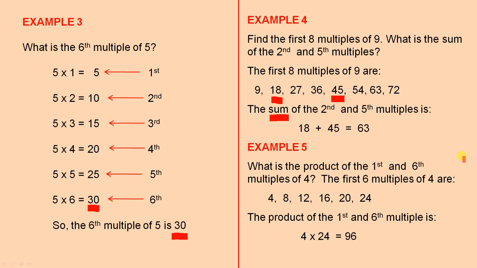What is the product of the 1st and 6th multiples of 4? The first 6 multiples of 4 are, here they are here, quite straightforward. The product of the 1st and the 6th multiple is 4 times 24, because there's the 1st, there's the 6th, product means multiplication, multiply those two together and you have 96 as the answer.